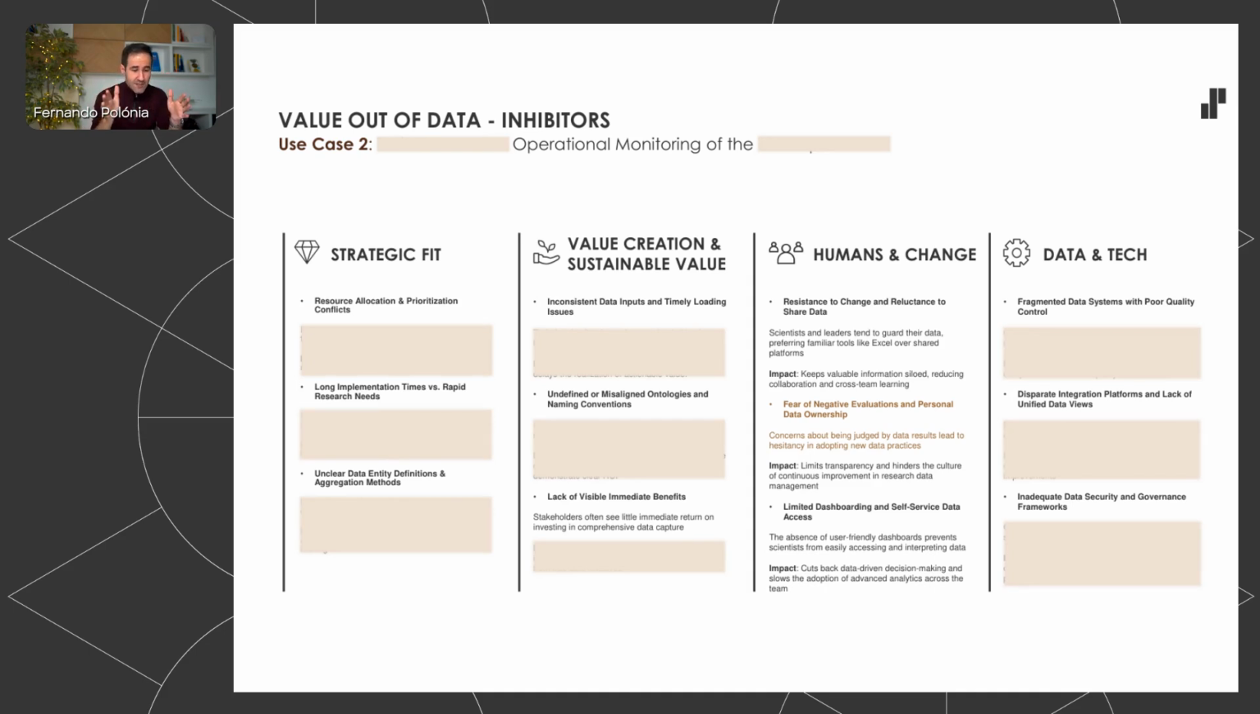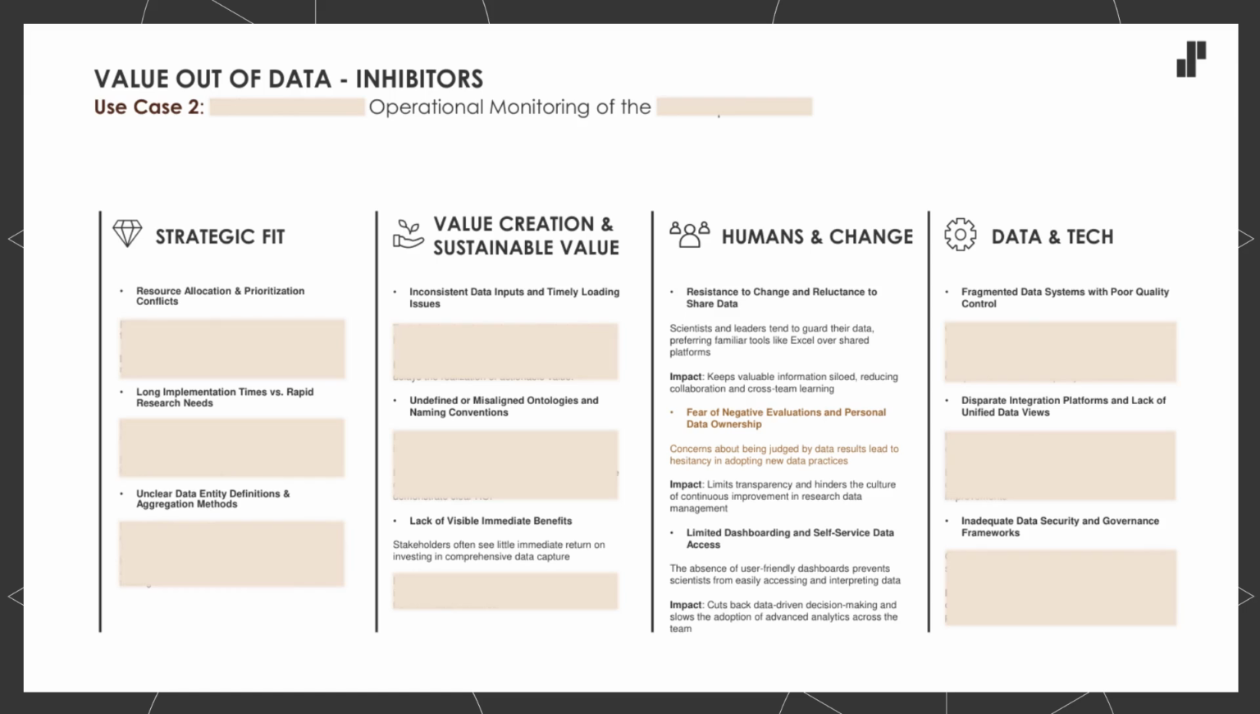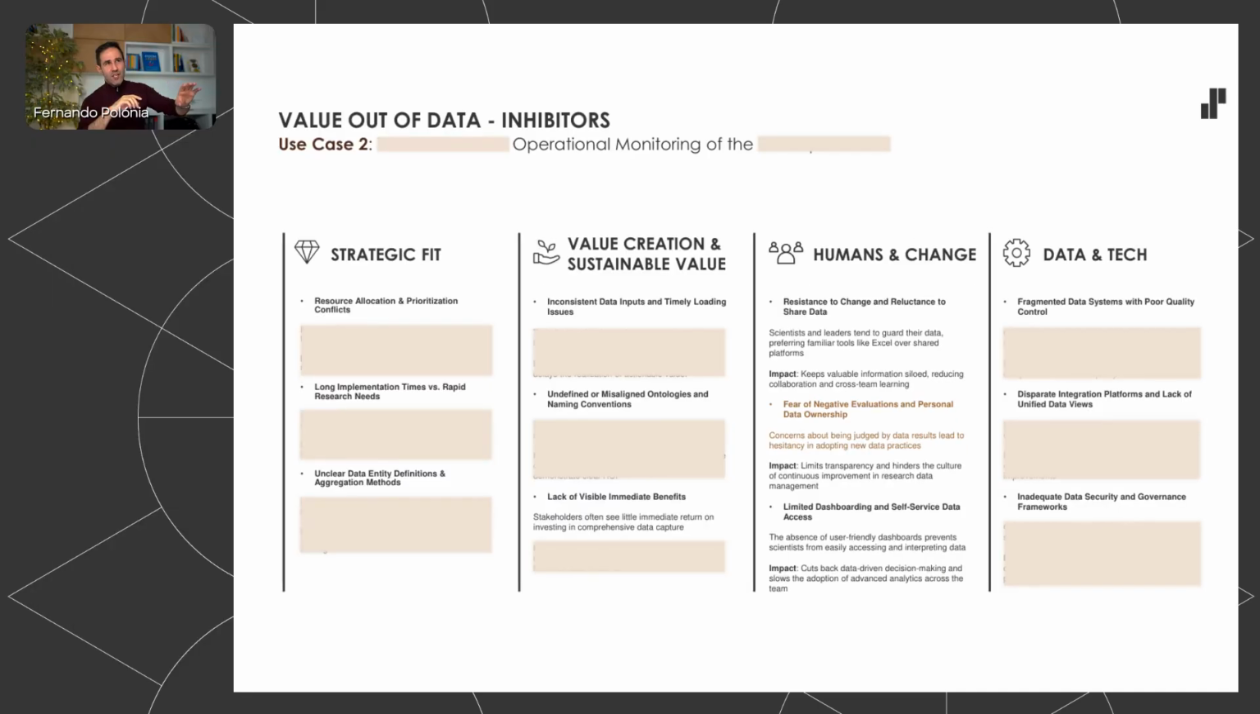And here in this aggregated outcome, some things are quite standard. You would probably find them in many, many organizations. You won't find the one in the center there in brown that's related to humans and change. And this is something very, very peculiar. The fear of negative evaluations. They fear being judged on the results of the data itself.